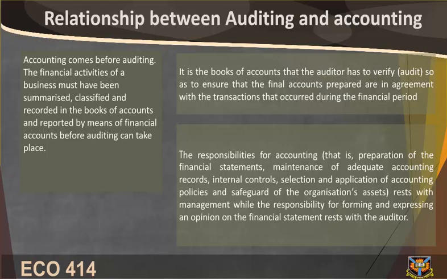Accounting comes before auditing. The financial activities of a business must have been summarized, classified, and recorded in the books of accounts and reported by means of financial accounts before auditing can take place. It is the books of accounts that the auditor has to verify so as to ensure that the final accounts prepared are in agreement with the transactions that occurred during the financial period. The responsibilities for accounting, that is, preparation of the financial statements, maintenance of adequate accounting records, internal controls, selection and application of accounting policies, and safeguard of the organization assets rest with the management, while the responsibility for forming and expressing an opinion on the financial statement rests with the auditor.